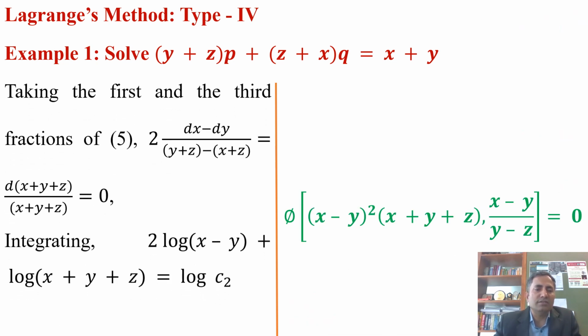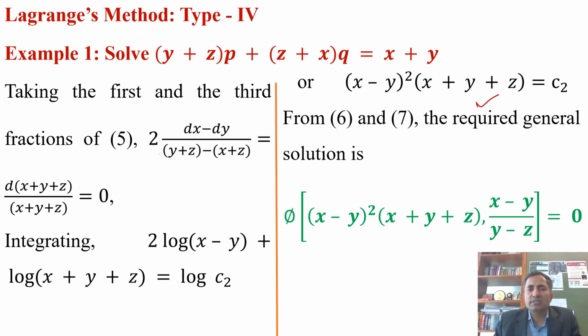So by taking the second fraction, it is d of x minus y upon minus of x minus y, and 2 that we have taken this side. By integrating, what we get, okay, minus was there, so it will be 2 times log of x minus y plus log of x plus y plus z is equals to log c2, that can be taken here. So by simplifying, what we get, x minus y square into x plus y plus z is equals to c2. So this is our second solution.